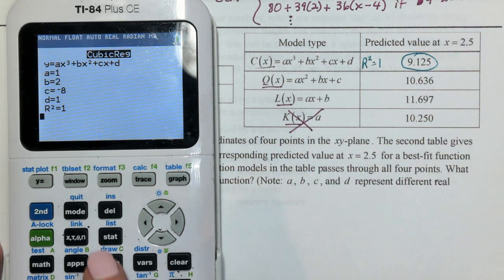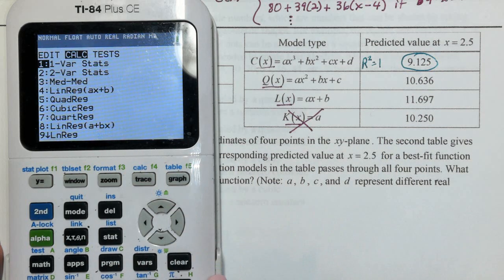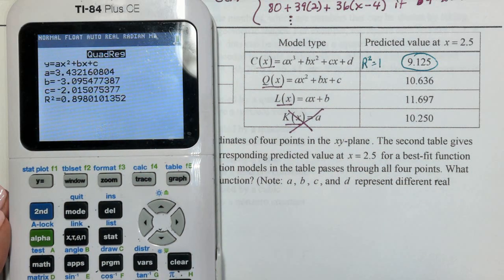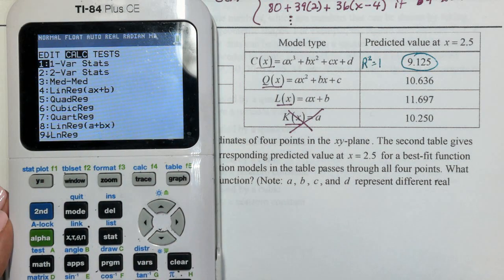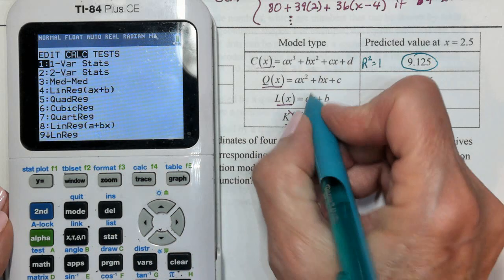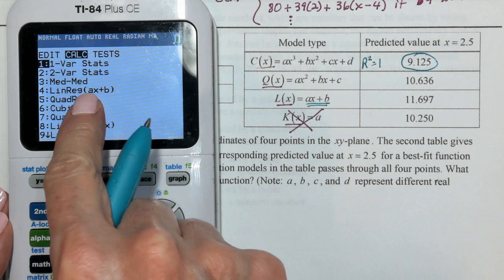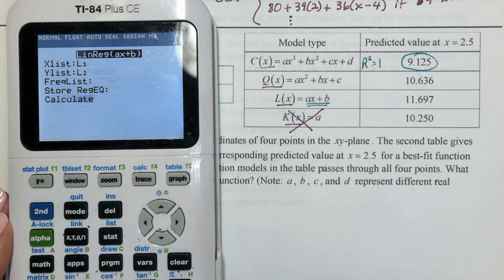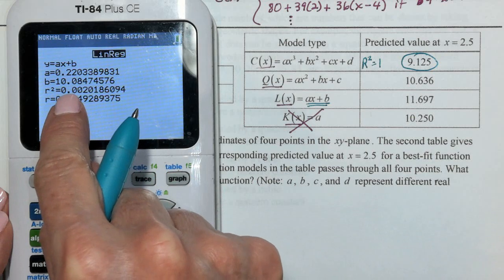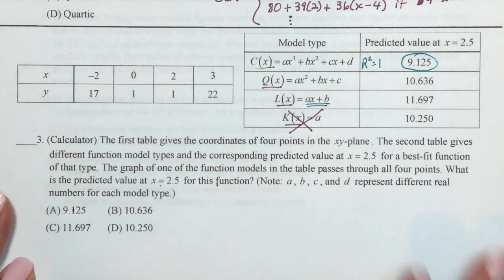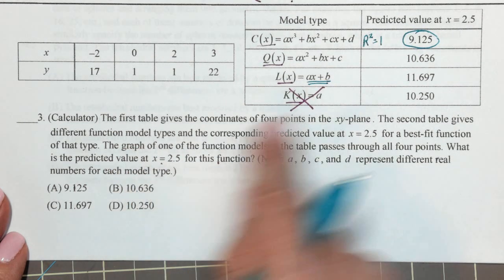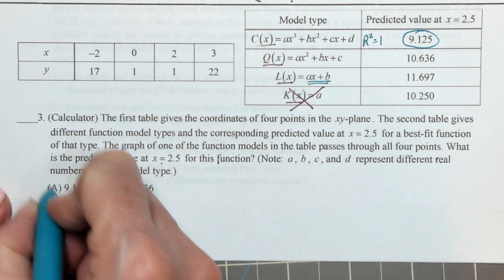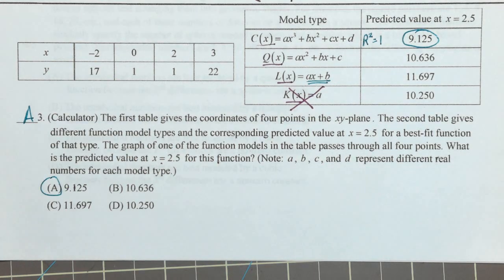Okay, so for the sake of doing this, let's go and do the quadratic. Quadratic is number 5. That r squared was 0.898. And the linear, and they tell me which one to use here, ax plus b, that will be number 4. That's a bad r-squared value. So we're using the cubic model, and that cubic model, its value at 2.5 is 9.125. So A.